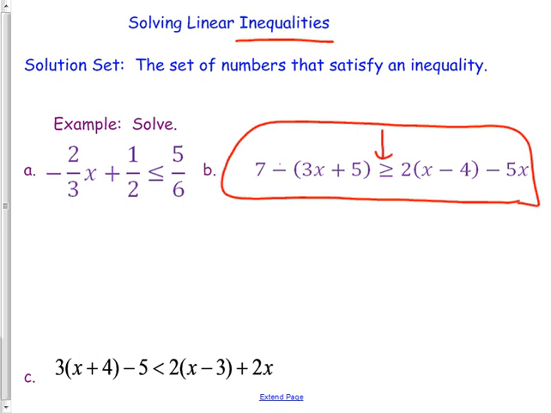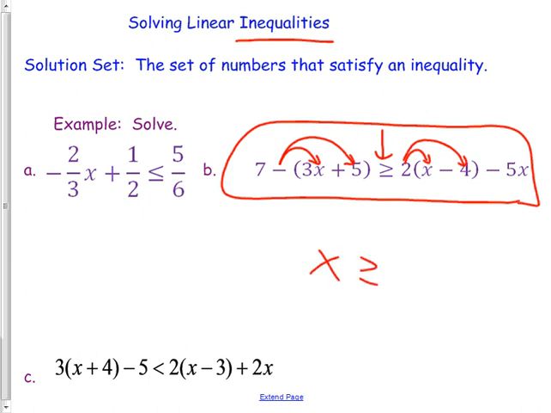I got to be careful with this, distributing this negative to both parts. And this has to get distributed. And then when I'm solving it, if I ever multiply or divide by a negative, then I got to switch that sign around. Okay. And when you're all done, your answers usually look like this.